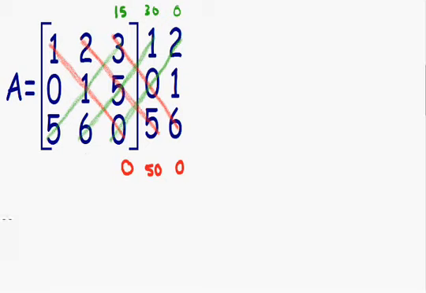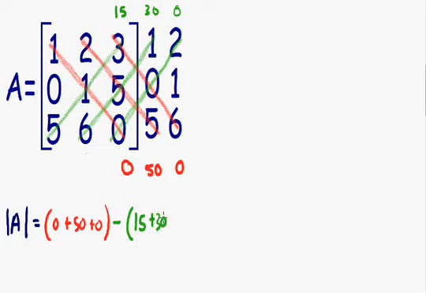So now, to find the determinant of matrix A, the only thing that we need to do is take the red numbers and add them together, and then subtract them from all the green numbers. So with our red numbers, we have a 0, a positive 50, and another 0. And we need to subtract the red numbers from the green numbers. And the green numbers are positive 15, positive 30, and 0.